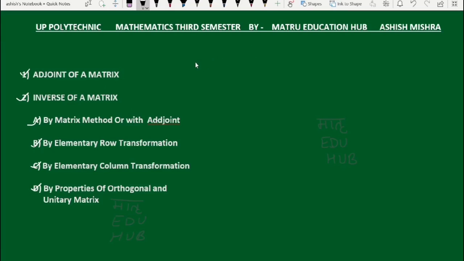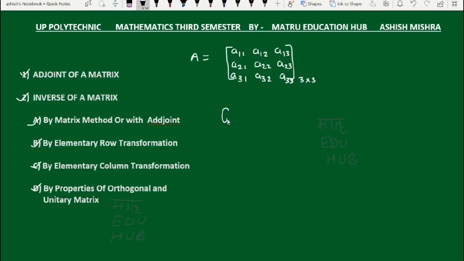Adjoint of a matrix. Let A be a matrix having elements A11, A12, A13, A21, A22, A23, A31, A32, A33. That is a square matrix of order 3 cross 3.